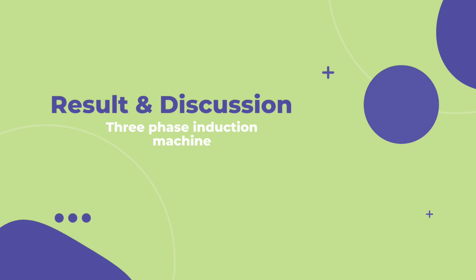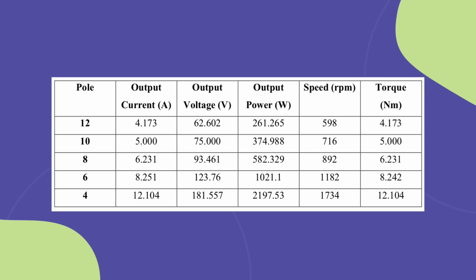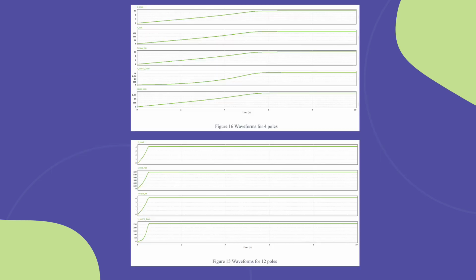Next is the result for three-phase induction machine simulation. From this table of results, we can see that when we decrease the number of poles from 12 until 4, the output current is also increased. Same condition for output voltage, output power, speed and torque. All of these parameters are increasing. While from the waveform of simulation, we can see that the transient time for 4 poles is longer than for 12 poles.